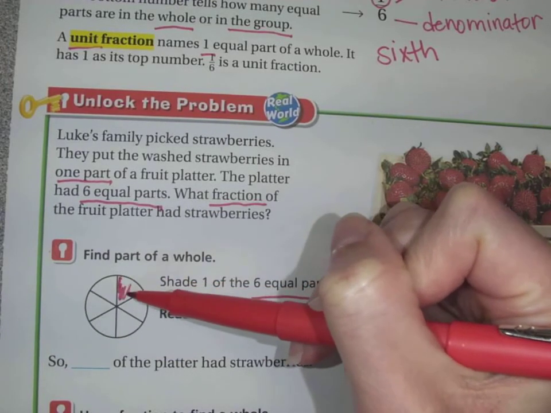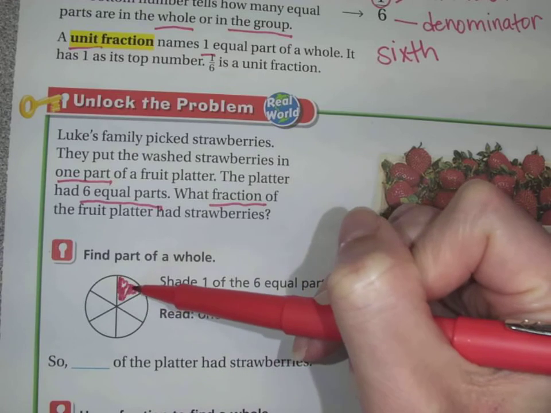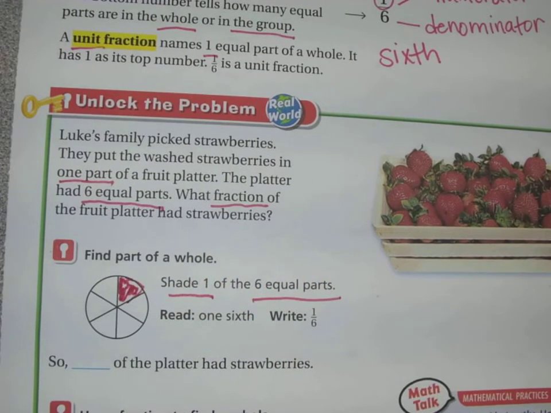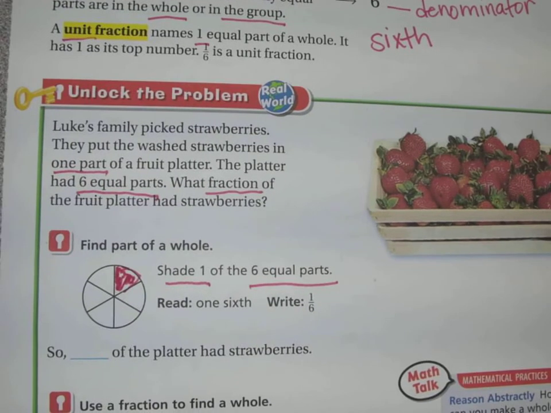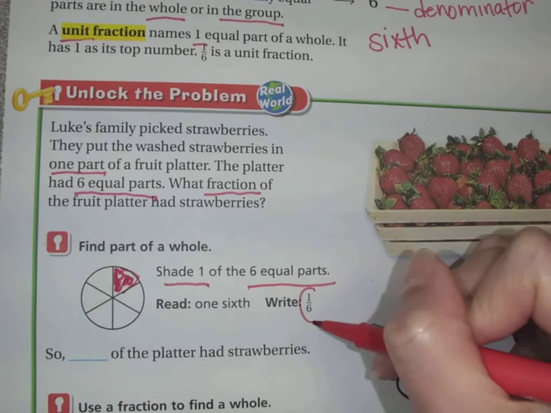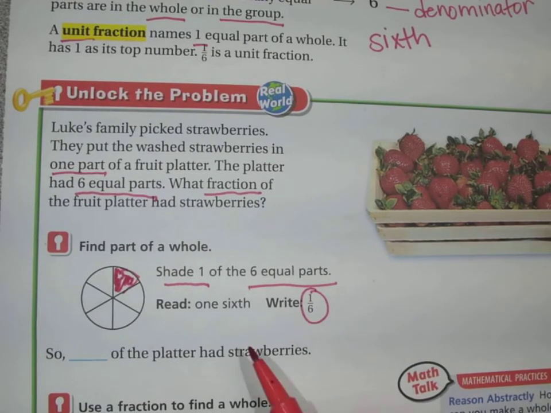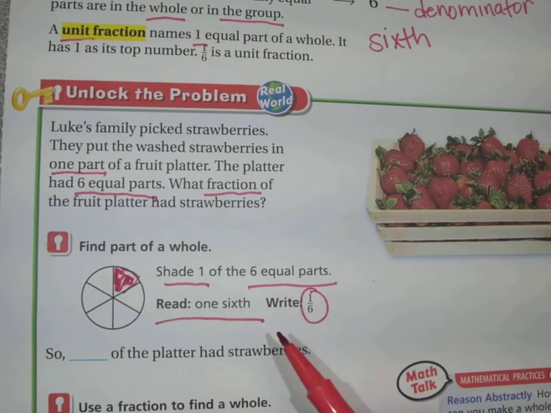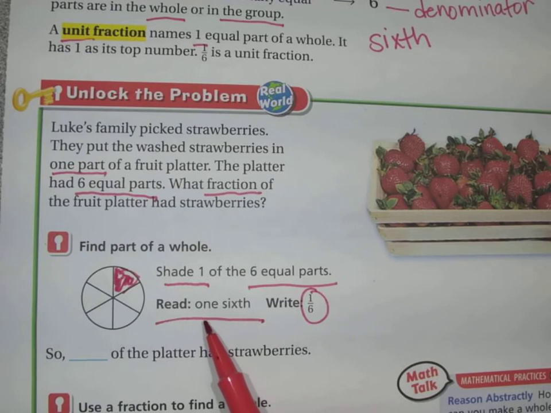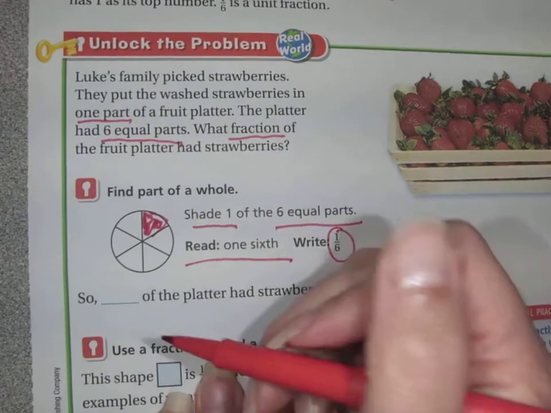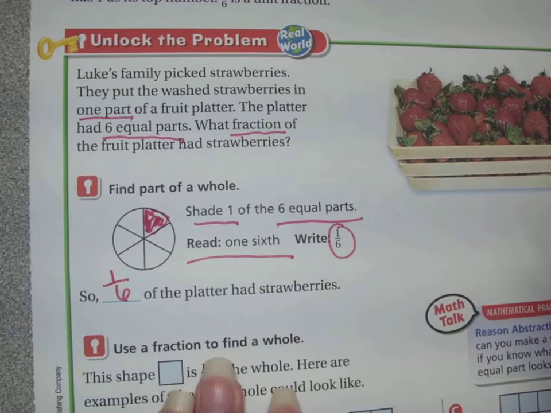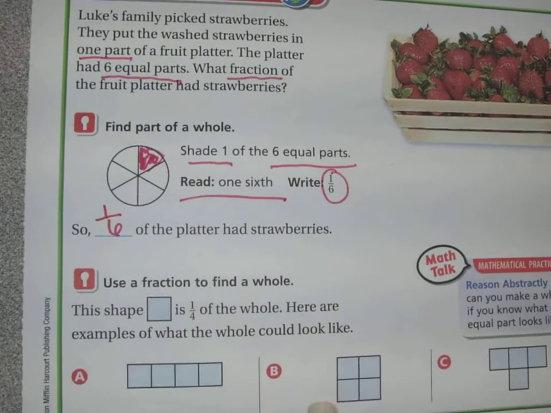And it does not matter, y'all, where you would shade it, as long as you only shade in one equal part. So this fraction that represents the whole, what fraction of a fruit platter had strawberries, is 1/6. And as you can see it right here in word form. That's how you would spell it out. Word form, one sixth. Okay, so 1/6 of the platter had strawberries.